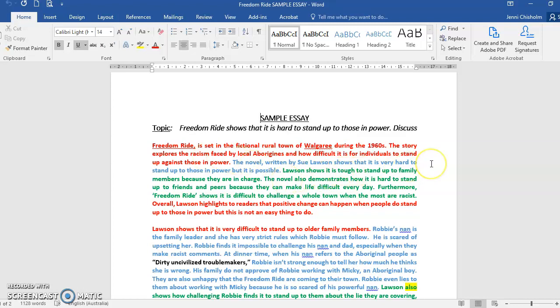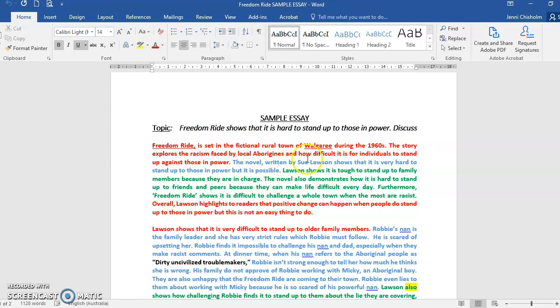Okay, so remember in your planner you had to write some context words. That's to describe the context of the novel. So a very brief rundown on what the novel is about. So Freedom Ride is set in the fictional rural town of Walgary during the 1960s. The story explores the racism faced by local Aborigines and how difficult it is for individuals to stand up against those in power. Okay, so the first two sentences there describe the context, so where and when the story happened, and just roughly a little bit about what it was about, racism faced by local Aborigines.